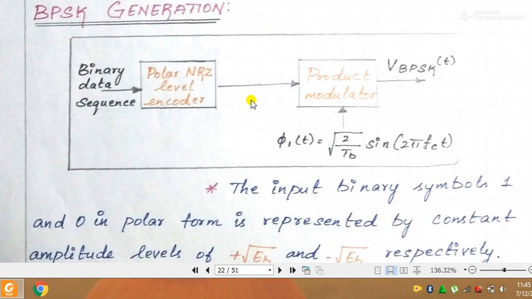The other input to the product modulator is the carrier signal phi 1 of t. So binary 1, meaning root Eb, is multiplied with the carrier signal, and binary 0, meaning minus root Eb, is multiplied with the carrier signal. So finally we get the BPSK output waveform, that is the modulated signal. Here we have root of 2Eb by Tb sine 2 pi fc t, that is the modulated PSK output.